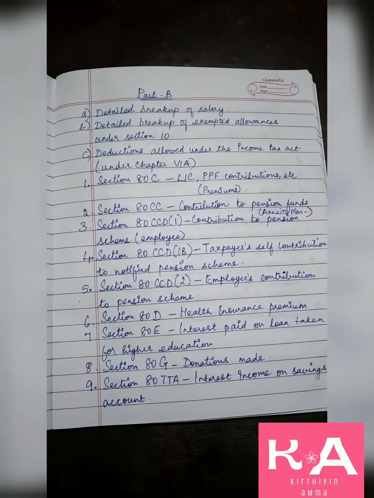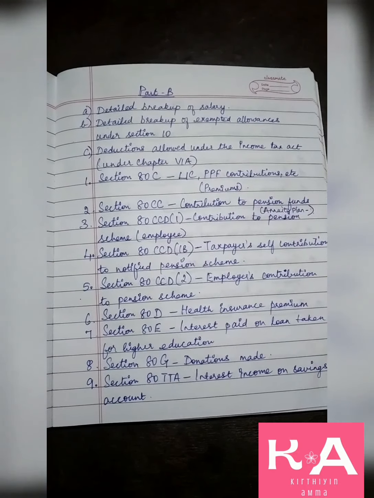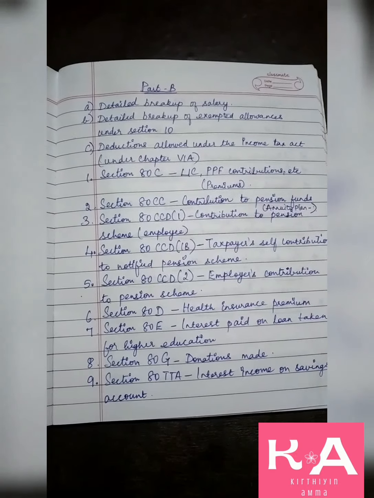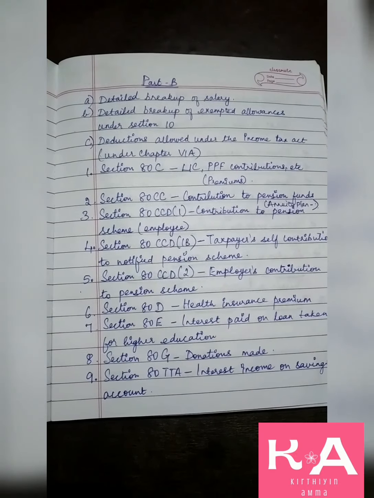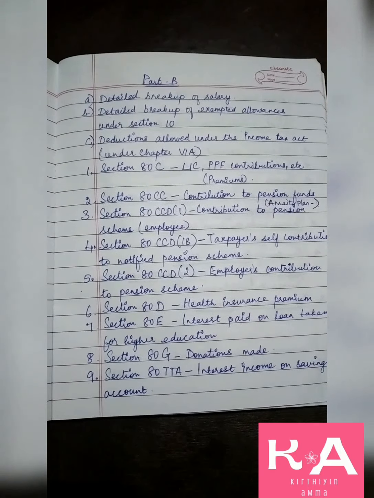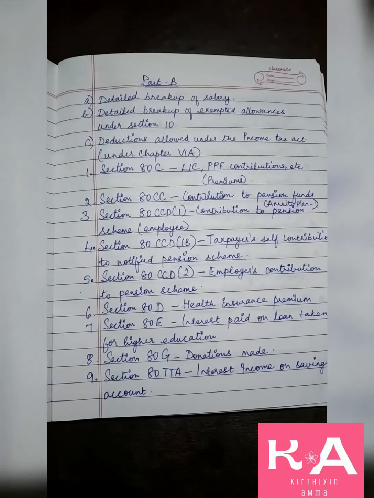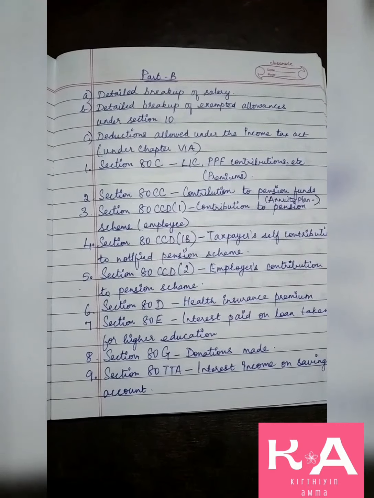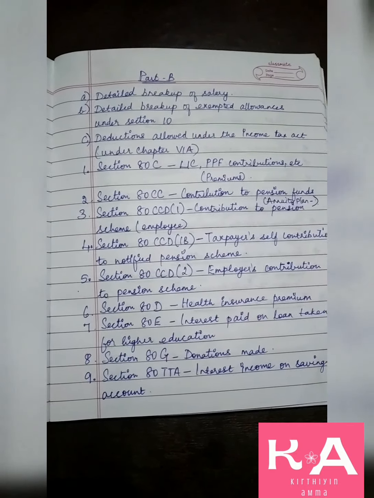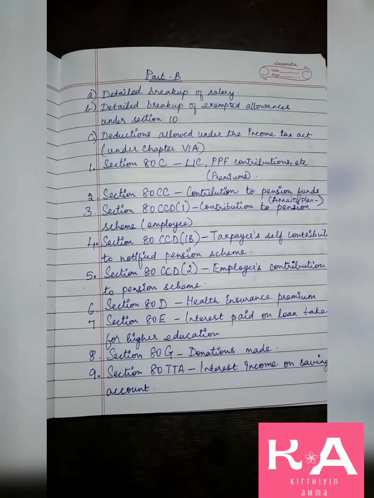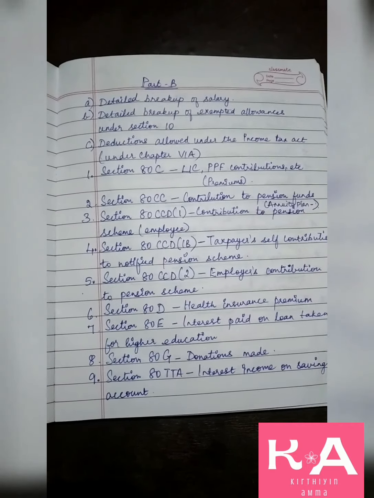Third point is deductions allowed under the Income Tax Act, that is under Chapter 6A. What are the deductions that have been considered in your tax calculation? That will be shown here. So number 1, Section 80C, which is like the premium paid towards LIC, PPF, will be shown here if you show proof, obviously.